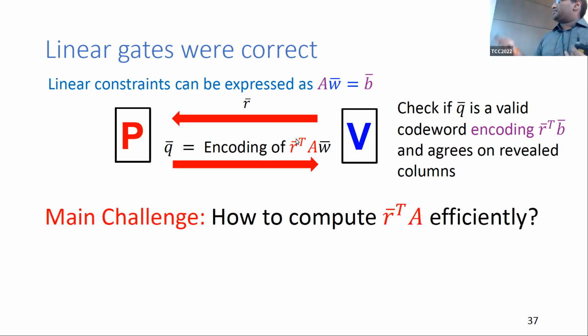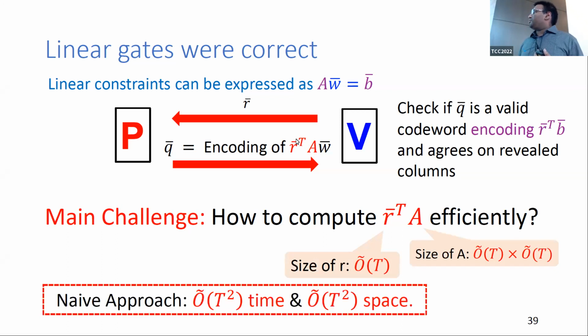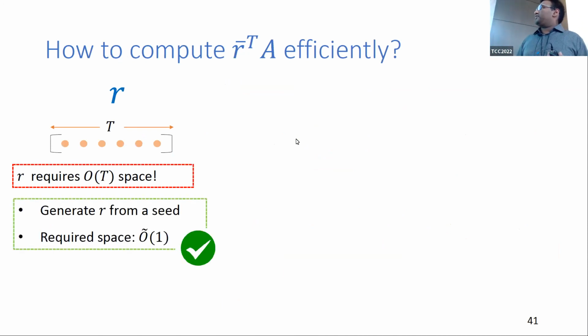Okay, yeah. And the main challenge is how do you compute R^T A efficiently? Because the size of A is the number of constraints times the number of wire values, which is order T cross T, and the size of R is only order T. So again, even if you want to naively multiply, you would require order T square space and order T square time. So a very simple thing which you can do is instead of generating R directly, you can generate R using a seed, and that would require only a constant amount of space.